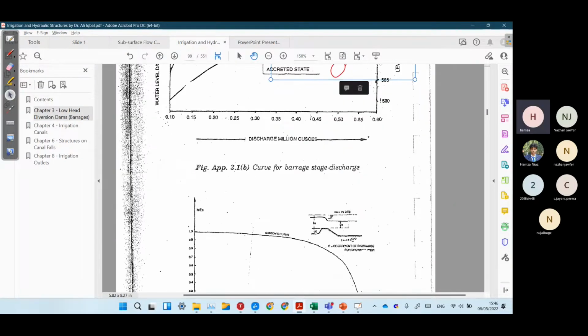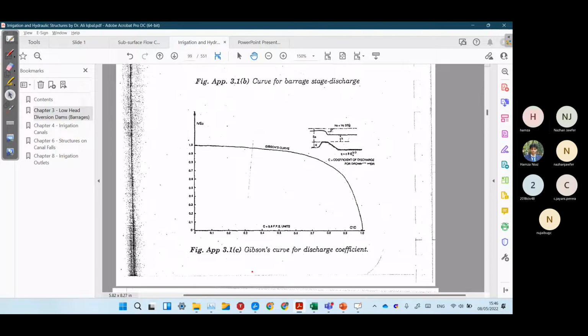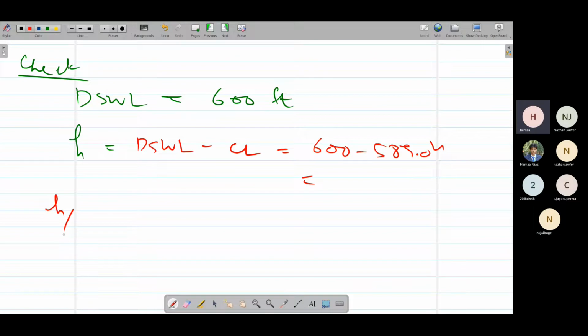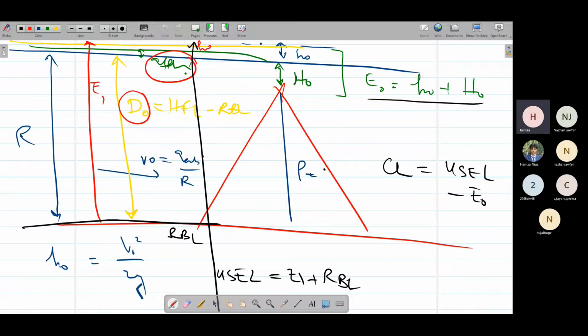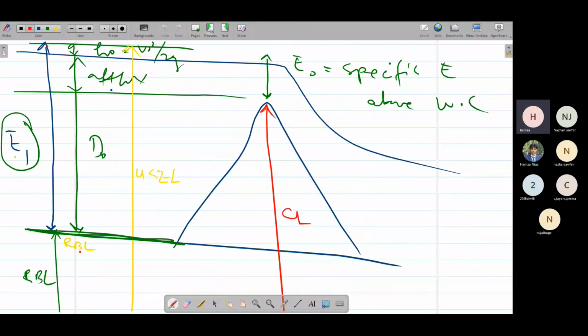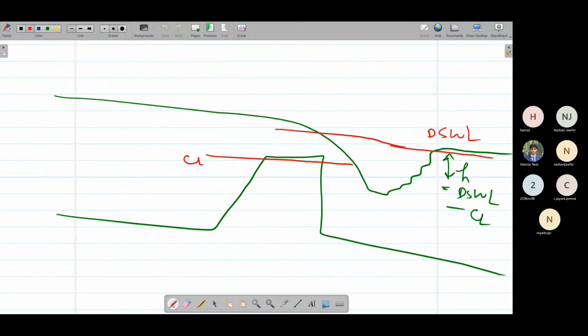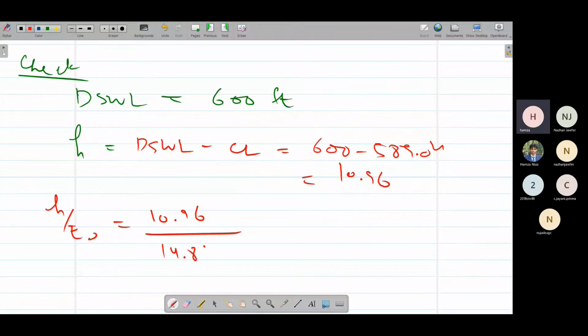Now if we go to this graph, Gibson's curve, on the y-axis we are given H over E naught. So we have to calculate H over E naught. We have calculated H, approximately 10.96, divided by E naught. We calculated E naught before, the specific energy above the weir crest. That was 14.81. So simply divide it by 14.81, and approximately that value is 0.74.